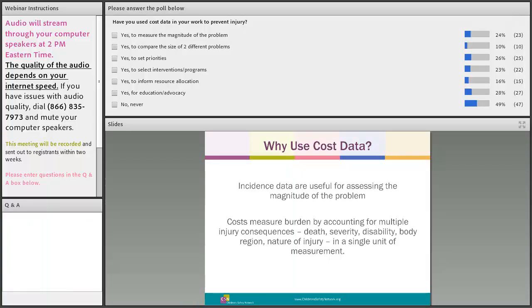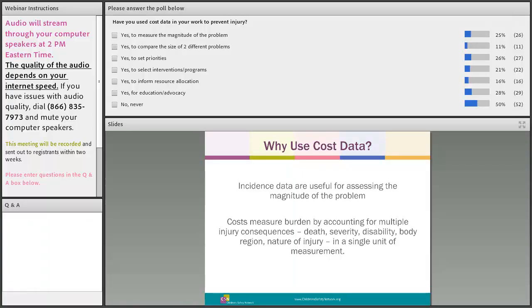So why use the cost data? We know that incidence data or counts are really useful for assessing the magnitude of the problem, assessing risk. But counts can really only tell part of the story. So we use costs to measure burden by accounting for multiple injury consequences. That means death or severity, disability, body region, nature of injury into one single unit of measurement. So essentially we're using costs and weighting it by severity and type of injury to come up with one single measurement.